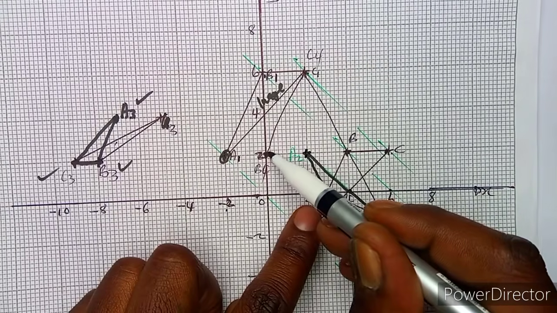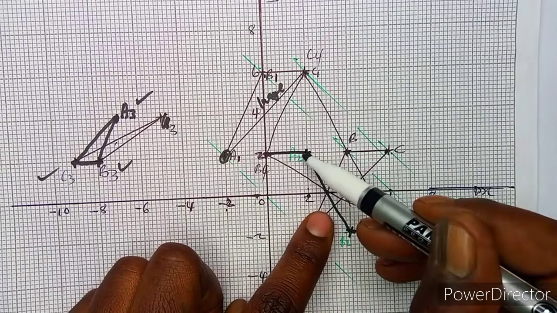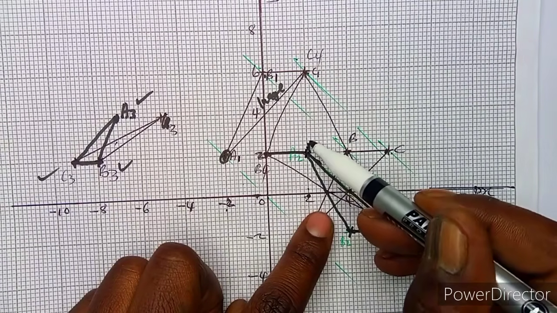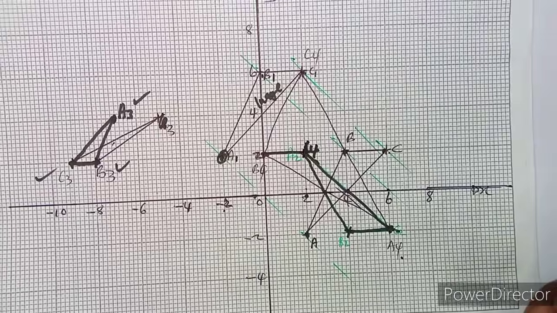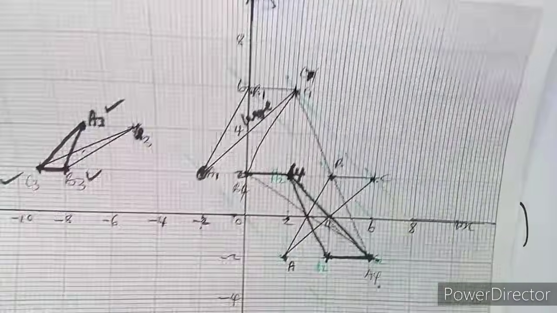So you're supposed to join these points here like this, back to this point like that, right? Like this, like this. So this is your C4. All right, just like that, not here. So I think by like that it can make sense.